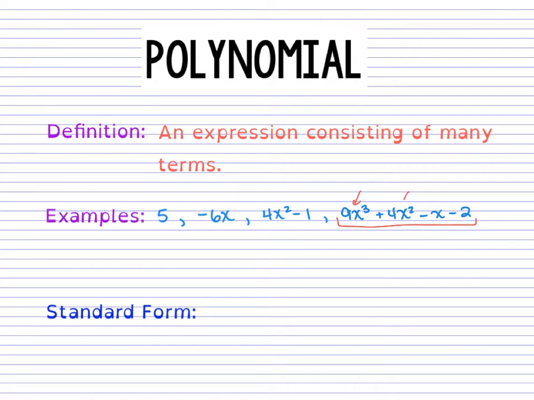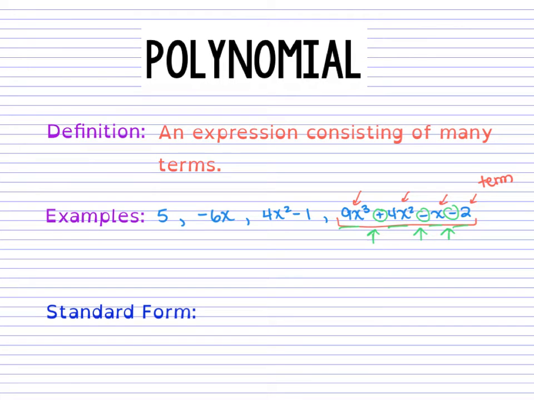Each one of these is called a term. So the terms are separated by our plus and minus signs. So a polynomial is many terms. So poly means many. Polynomial, these are each term. So many terms put together with addition and subtraction symbols.